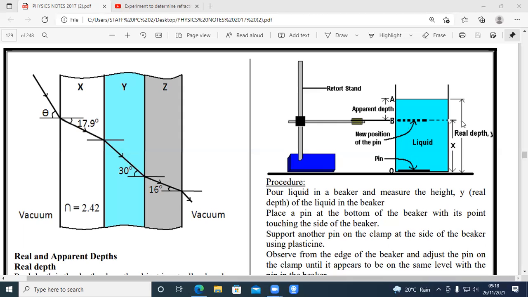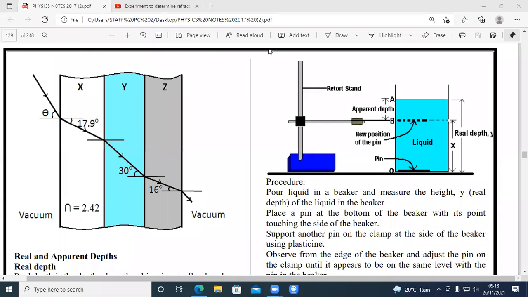So when there is no parallax, they are together. Because the image of this pin will be displaced to a given point here. That's why you see this dotted line here, displaced to that point. So X is the apparent displacement. Are we together, members?